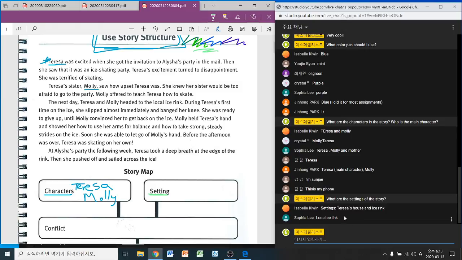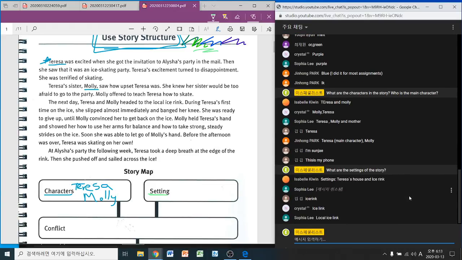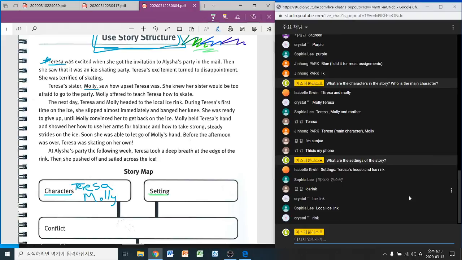Teresa's house and the local ice rink. Ice rink, ice rink. Teresa's house and local ice rink. Ice rink with an R.